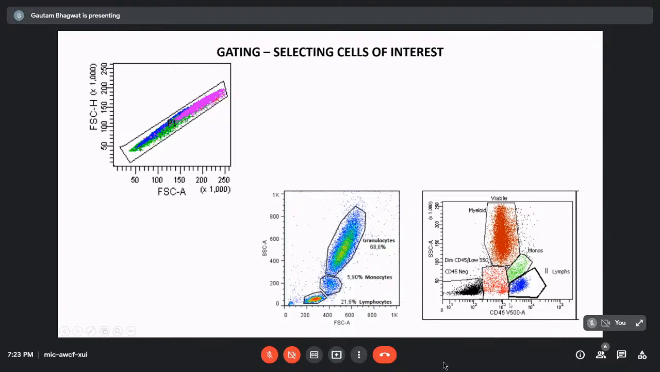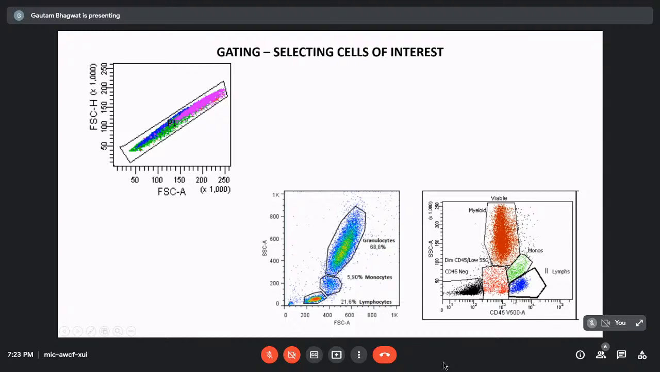Now how do we call something as moderate to dim to negative? Mostly it is based on a cell which has a known characteristic. So we know that the lymphocyte has a bright CD45. Anything left to it would be moderate, more left to it would be dim, and more left would be negative. Some people go by the logarithmic scale.